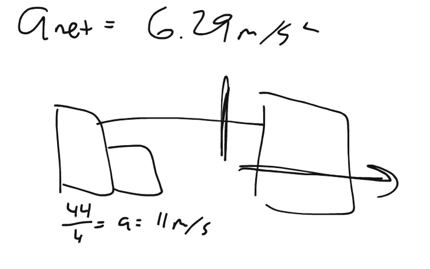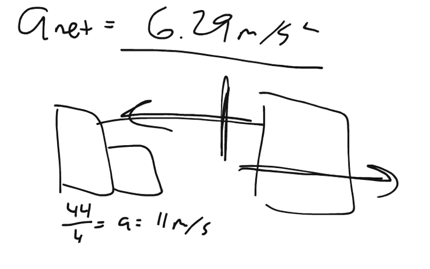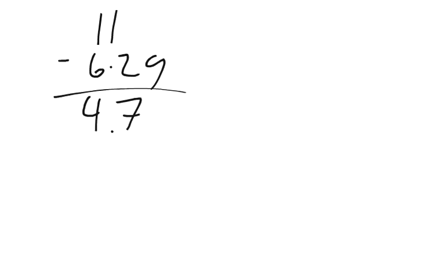So it would have gone 11 meters per second squared, but there's a backward tension force that's slowing it down, and that backward tension force is slowing it down at a rate of the difference of 11 and 6.29 meters per second squared. So you do 11 minus 6.29, that's 4.71 meters per second squared, which is how hard backwards this is being accelerated on the 4 kilogram block.